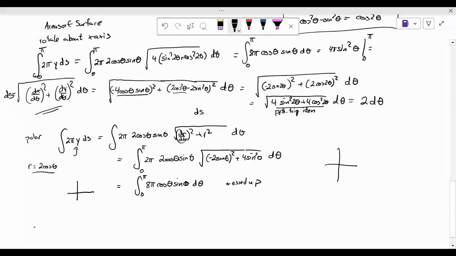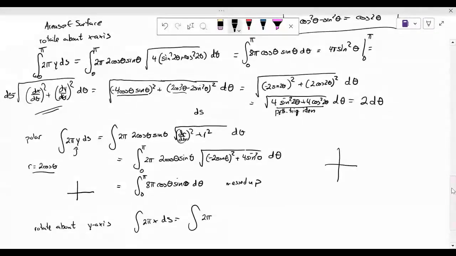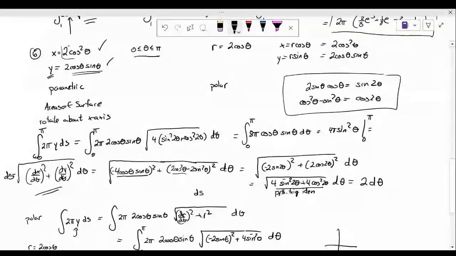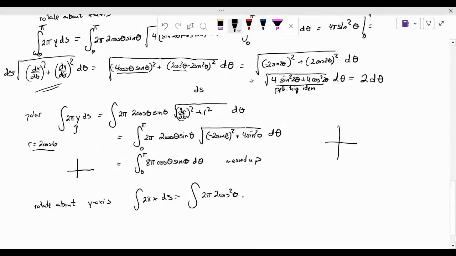So they probably would have told you to rotate about the y-axis, right? So then it would be 2 pi x ds, where x is 2 cosine squared. And ds would still be the same as before, so just square root of 4. Do you think that gives me the right answer? Oops, 8. Integral of cosine squared.